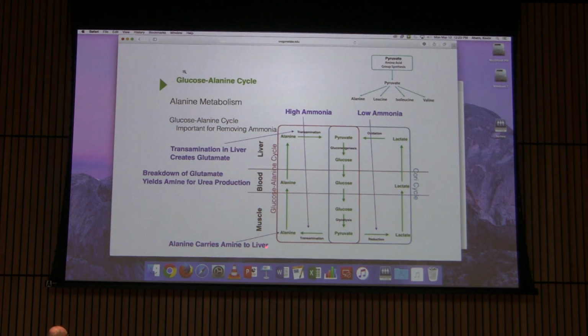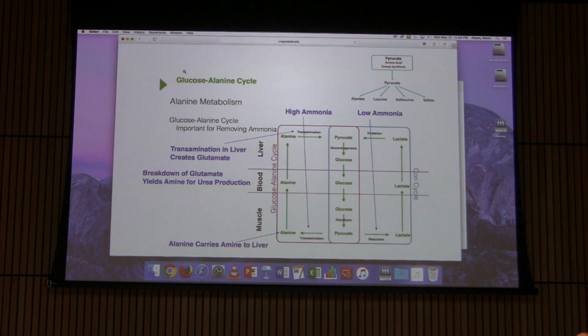Well, this alanine carries the amine. This could now get dumped into the bloodstream and go back to the liver. And when it goes back to the liver, the reversal of that process happens. The alanine can release its amine group, become pyruvate, and make glucose. And so basically what's happening in this process on the left is that we're ferrying amine groups to the liver. So the glucose-alanine or the alanine-glucose cycle is ferrying amine groups to the liver.